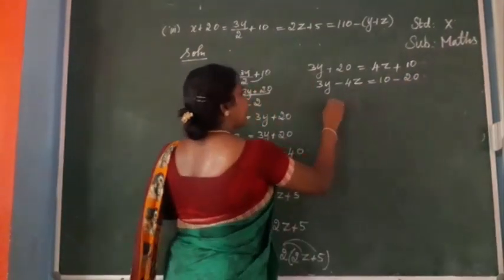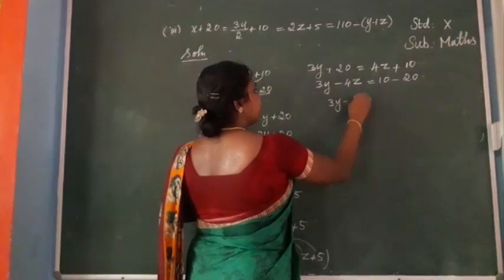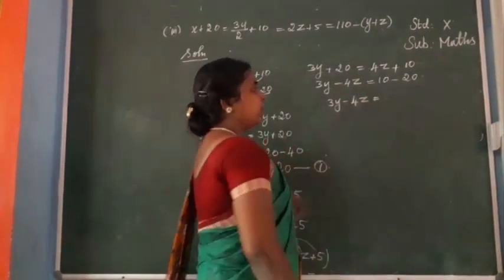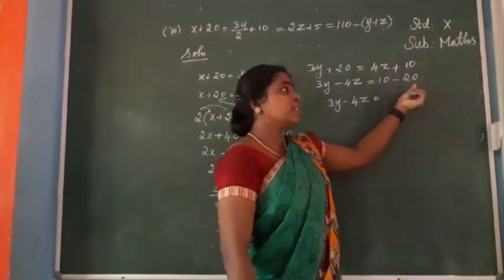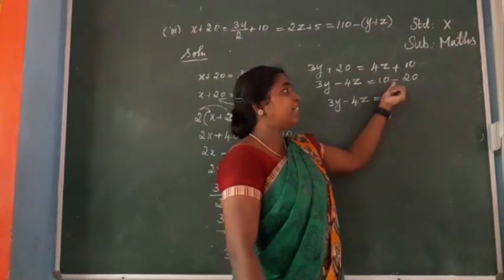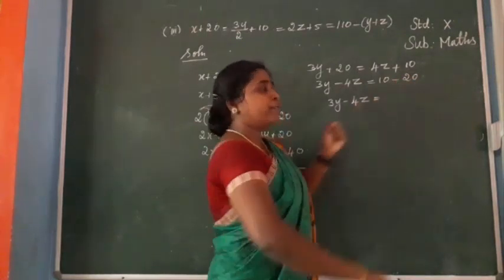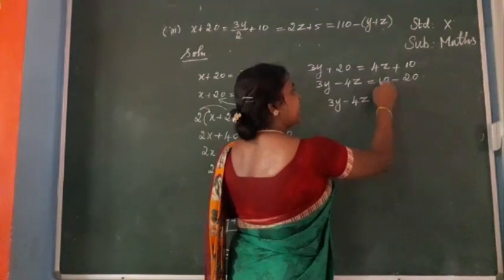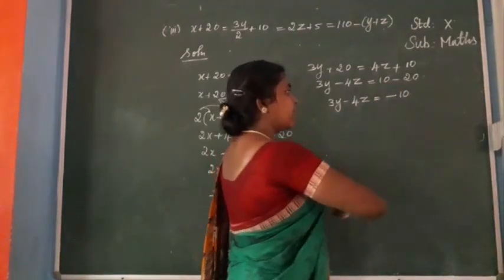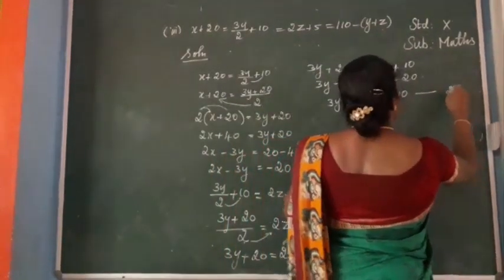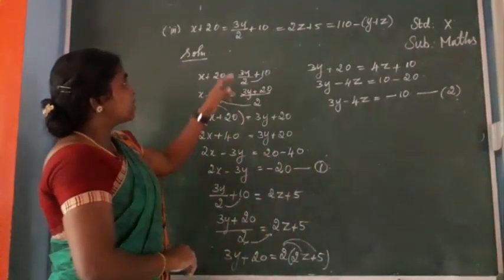Okay, next 3y minus 4z equal to, now you see 10 minus 20. Here subtraction only, but the greater number is negative. So first you put minus, 20 minus 10, minus 10. Okay, are you clear? This is equation 2. Okay, next the third part I am going to take.